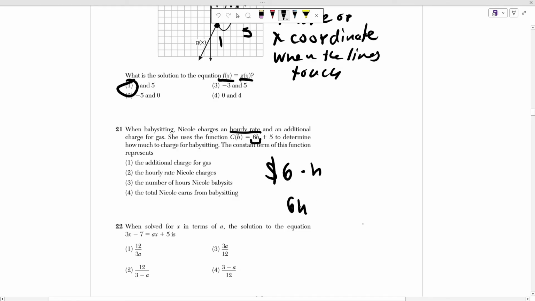Okay? But this is a variable. They're asking you for the constant term, the thing that's never going to change. This 6h can change. It could equal 12 if you work for 2 hours. It could equal 18 if you worked for 3 hours. But this plus 5 is always going to be plus 5. So let's read the problem. She charges an hourly rate and an additional charge for gas, okay? So no matter how long she worked for, she's going to charge $5 because that's how much gas costs to get to the place.